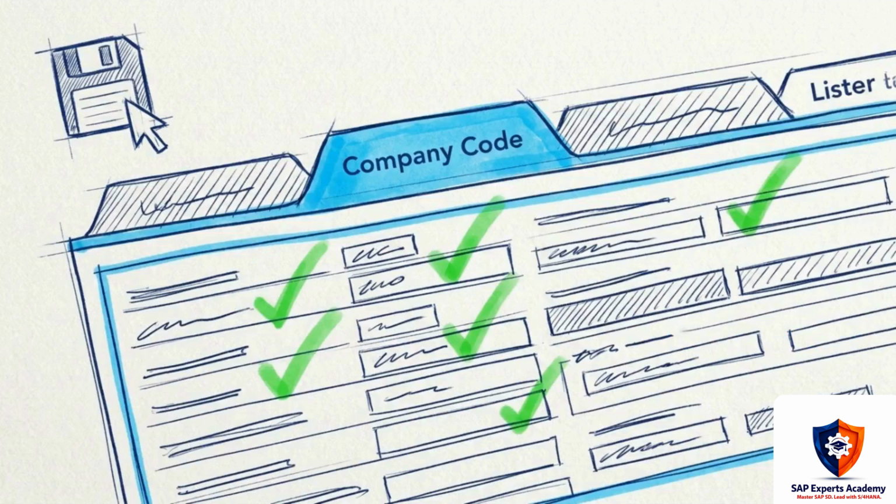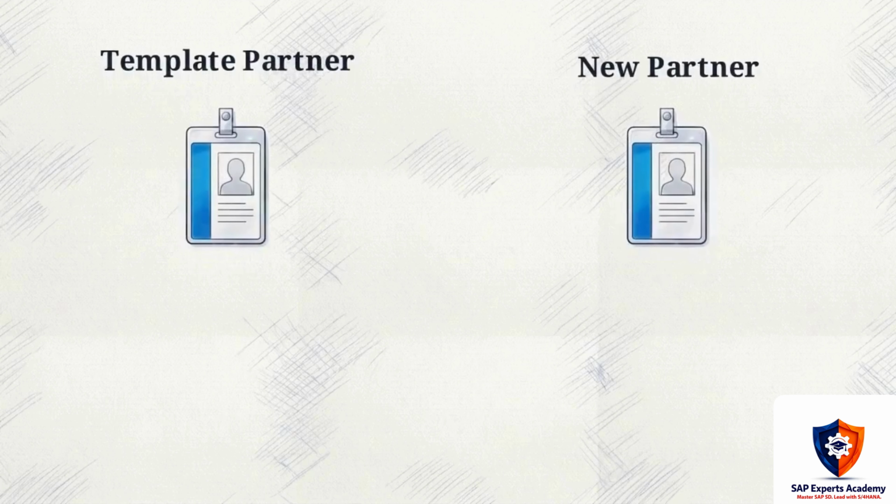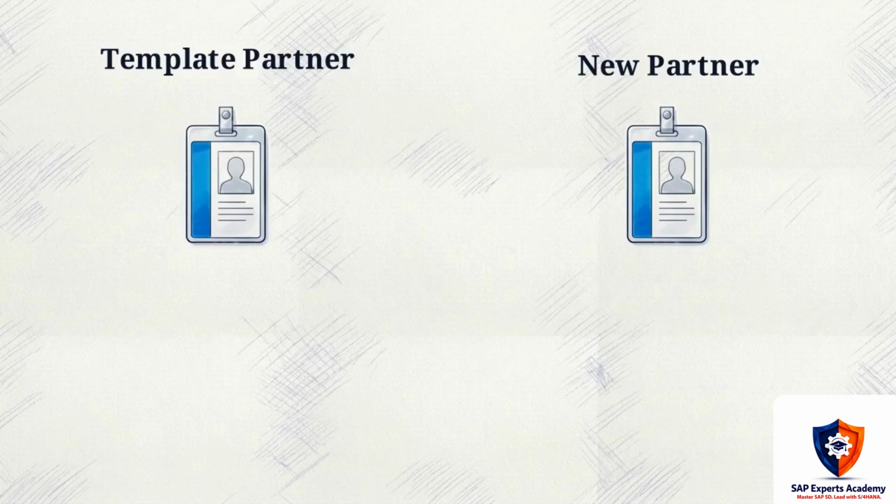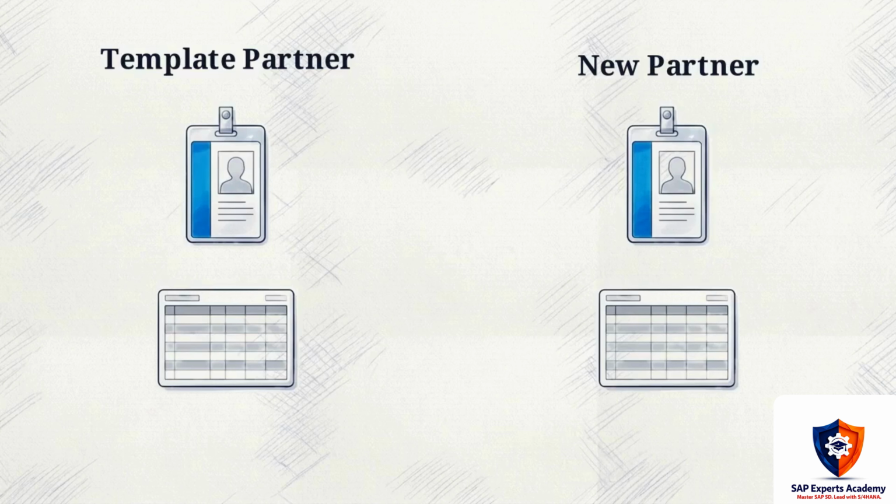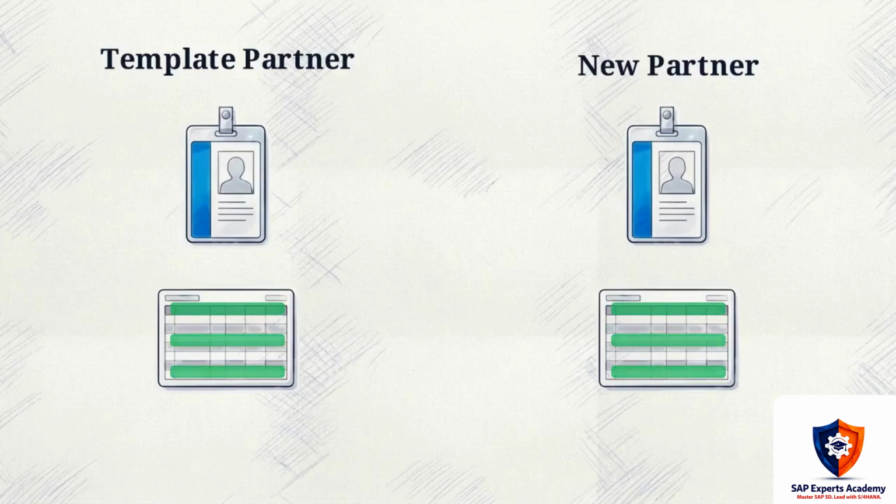Navigate to the Company Code tab to verify that the financial settings have migrated successfully, then save the record. Using this override allows the business to maintain consistent financial parameters while correctly identifying separate legal entities.